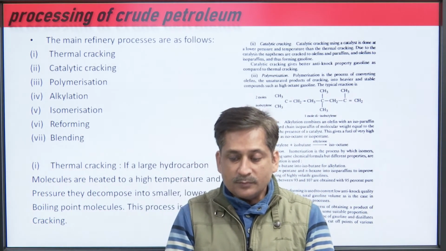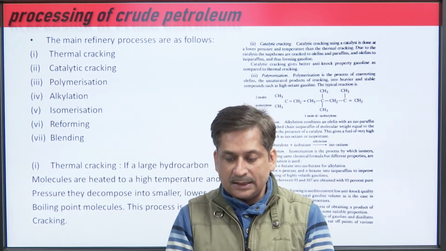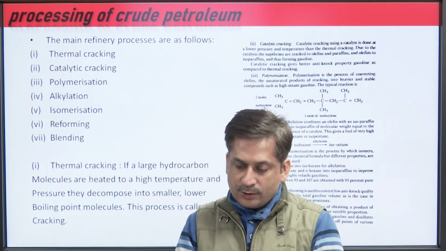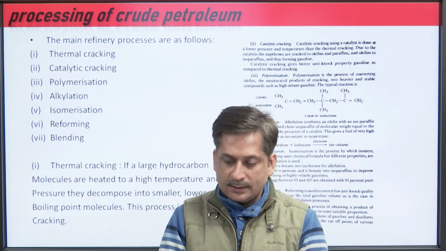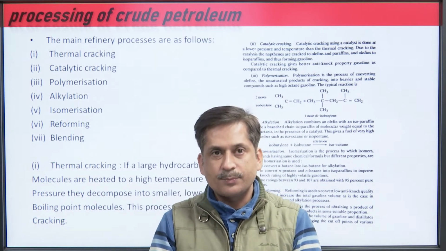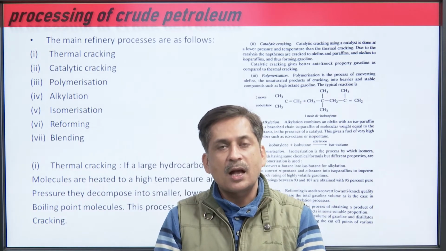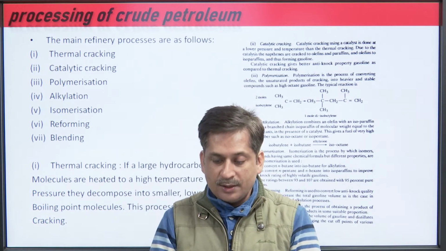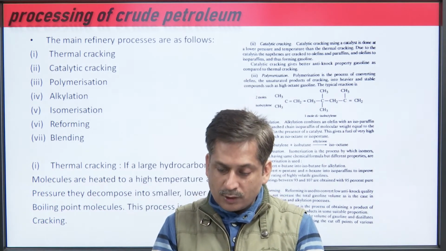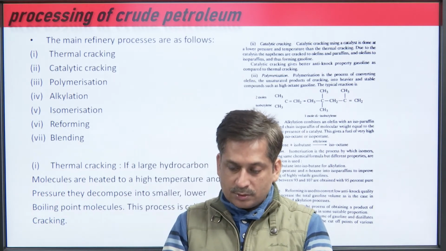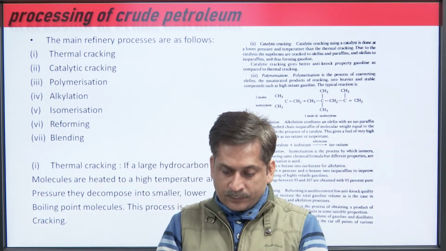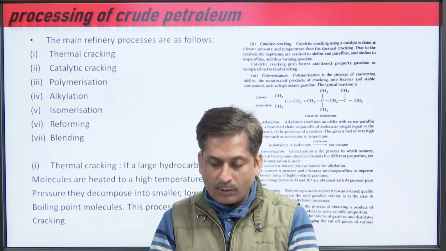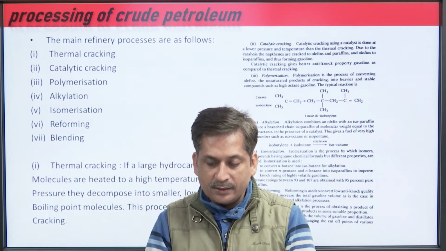The second one is catalytic cracking. What is catalytic cracking? Catalytic cracking using a catalyst is done at a low pressure and temperature, because in thermal cracking we need high pressure and high temperature, but with the use of a catalyst we are able to break those heavy molecules into smaller ones. Due to the catalysis, the naphthenes are cracked into olefins and paraffins, and olefins to isoparaffins, and thus forming gasoline.